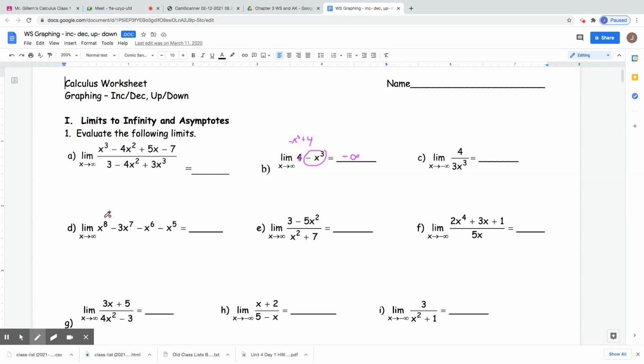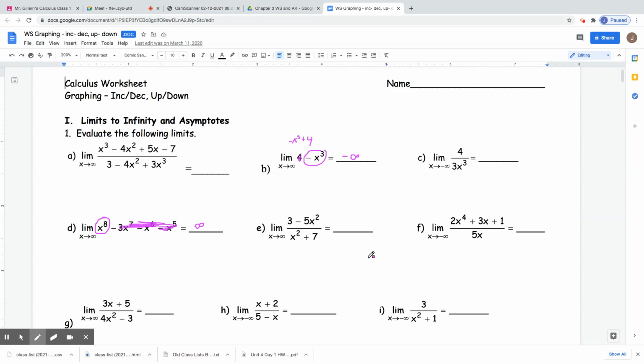All right. For D, you would just have to plug in to here. None of this matters, right? You only plug into the leading term. Infinity, a positive number to the eighth, is going to be still positive. So the answer is just positive infinity.